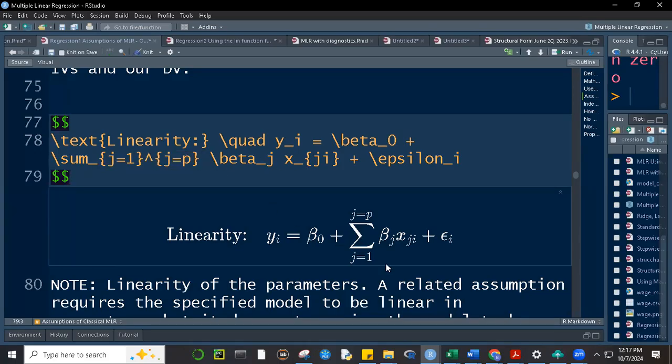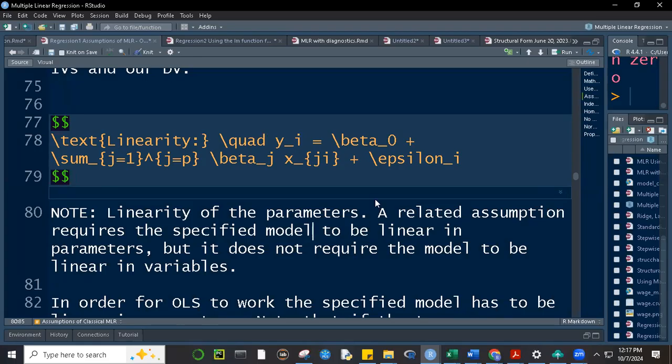And then this is beta underscore j, x underscore ji, plus, slash epsilon underscore i. So at the start, class, of course, there's a learning curve, but once you review and see how it's done, I'm pretty sure in no time at all you'll get it.